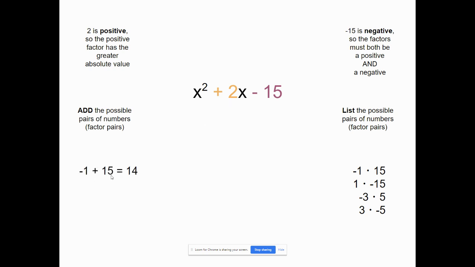Negative 1 plus 15 gets us 14. 15 has a greater absolute value than negative 1. Negative 3 and 5, and there's the positive 2 that we've been waiting for. So we write our answer. X plus 5 times x minus 3. These two things are the factors of this trinomial.